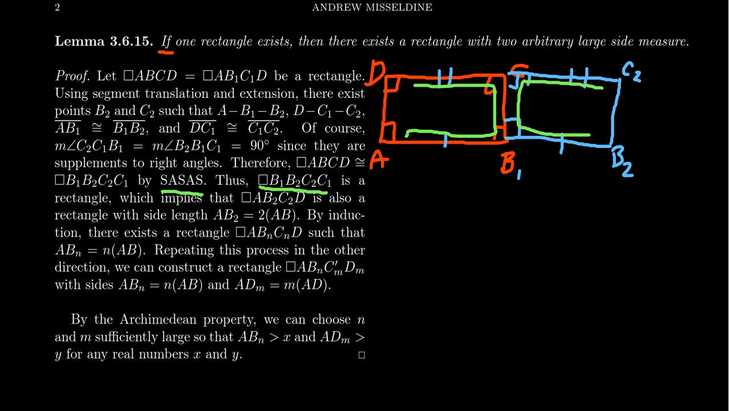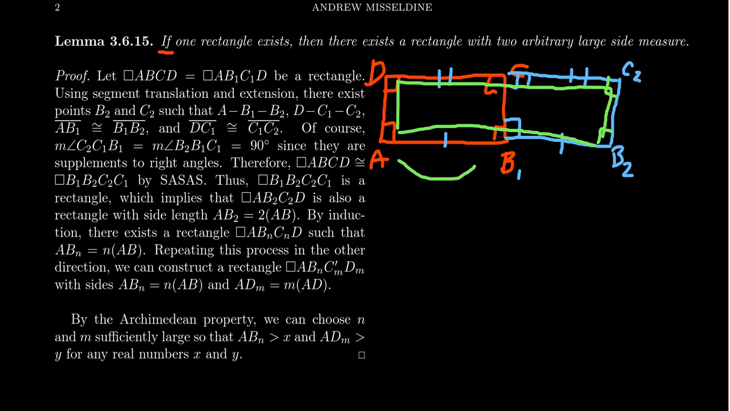The significance of this, of course, is that the corresponding parts are congruent, and we can guarantee that angle C2 and angle B2 are right angles. And in fact, we've actually created a larger rectangle. So the rectangle A, B2, C2, D is a rectangle as well. But the significance of this is that the length of this rectangle is now twice the measure of the original side length. So we got bigger.